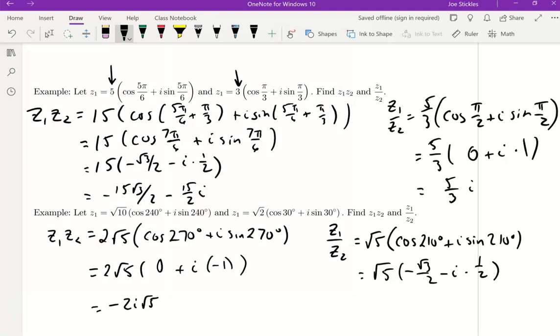210 is the same thing as 7 pi over 6, right? Because 180 is here and then another 30 degrees. So we already did cosine and sine of 7 pi over 6 a minute ago. And so we'll get negative root 15 over 2 minus root 5 over 2 i when we're done, when we distribute.